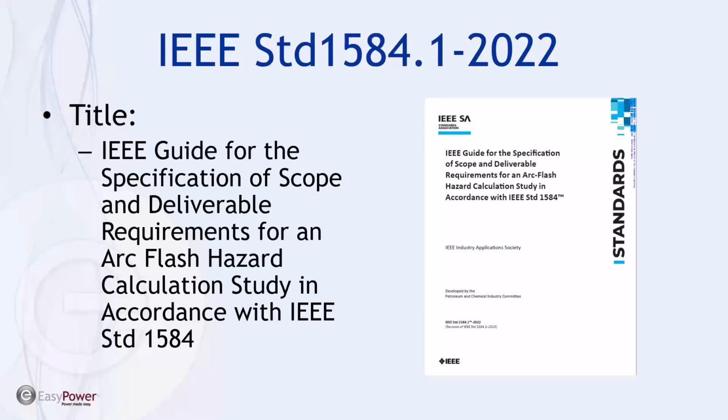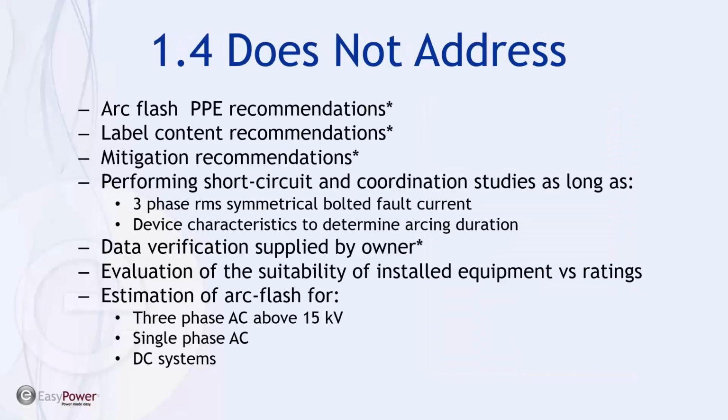And the title is the same as it was in 2013, except it has a new update down here in the corner, reflecting that it was released in 2022. What's striking, and what jumps out at you as soon as you start to read the document, is what it does not address. On this list, I put asterisks because these are topics that were fairly well discussed in the original 1584.1. Specifically, there are no PPE recommendations for arc flash protection in the current update.